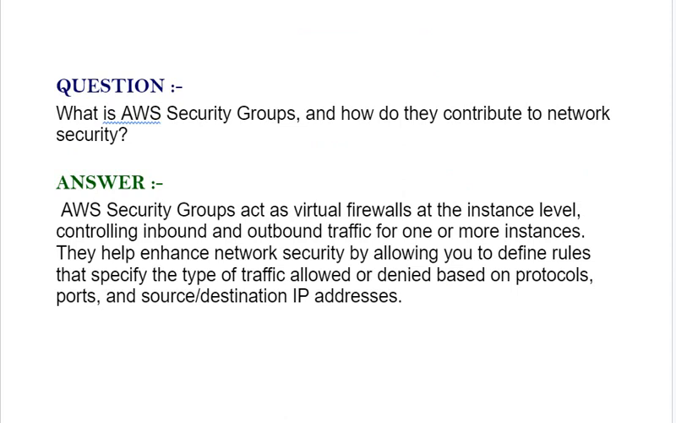Our interview question based on Certified Security Specialty is: what is AWS security groups and how do they contribute to network security? Your answer should be: AWS security groups act as a virtual firewall at the instance level, controlling inbound and outbound traffic for one or more instances. They help enhance network security by allowing you to define rules that specify the type of traffic allowed or denied based on protocols, ports, and source or destination IP addresses.